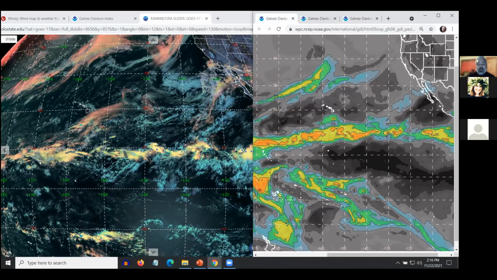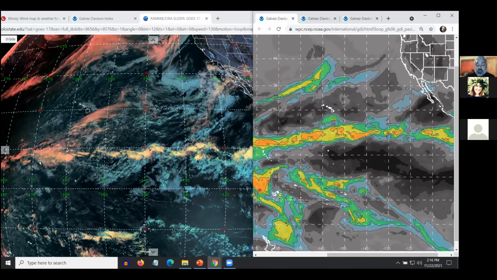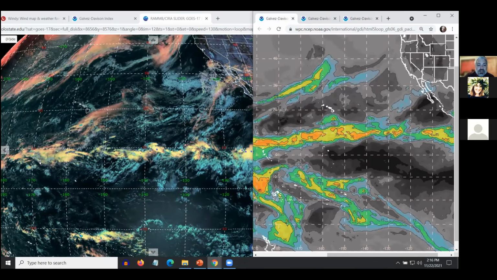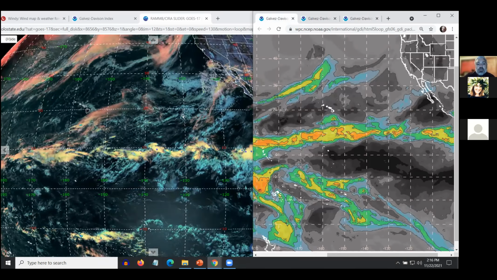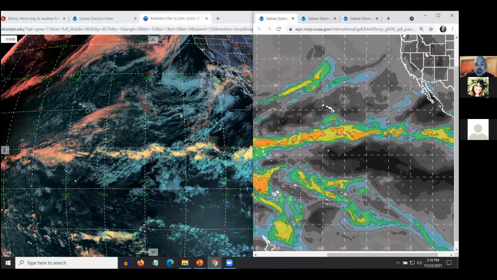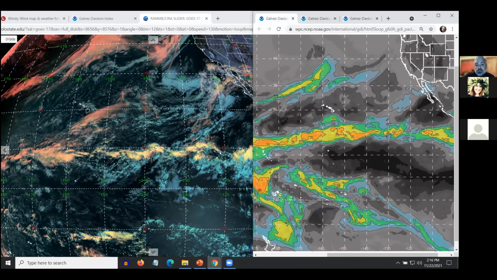But on top, I have placed one of the RGB products. This is the Day Cloud Phase Distinction product. In this product, whenever you see these grays, kind of bluish clouds, they're low clouds. Whenever you start seeing these orange or yellows, basically, this is deep convection usually. And whenever you see these reds, it's usually cirrus, right? And I also overlaid the GLM. So this is the current satellite image.